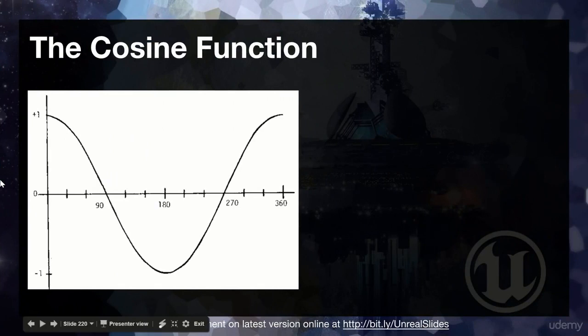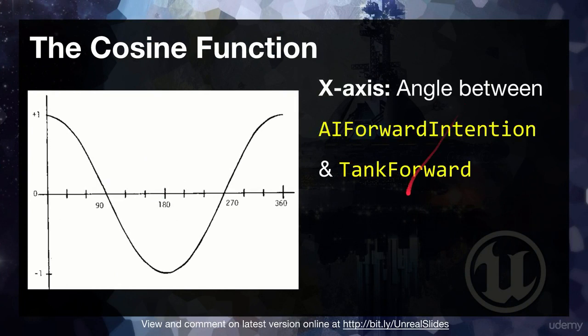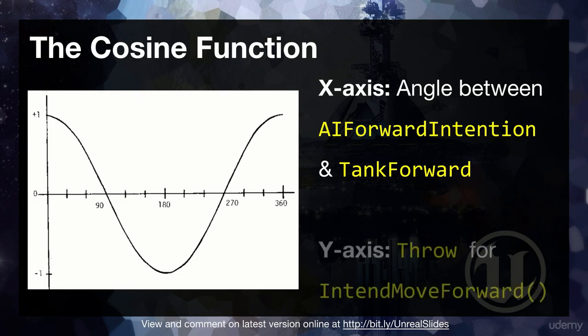We need something called a cosine function, if you remember your school. So what we're going to have on the x-axis is the angle between these two things, between the AI forward intention and the tank's forward vector. And on the y-axis, we want to end up with the throw that we're going to put into intend move forward, the control throw. This is so the AI can literally control the controller. So let's think about this.